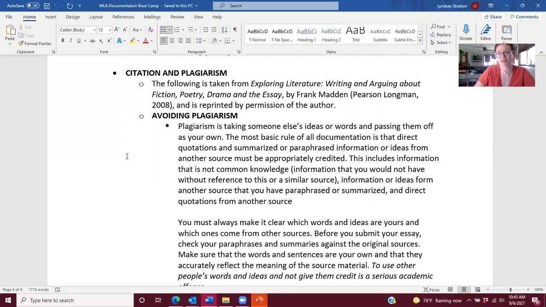It's almost more work at this point to plagiarize something because we have so many software programs that can detect plagiarism. It's just not worth it. It's really not.